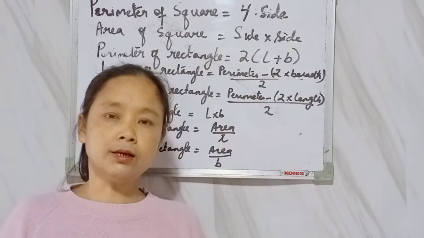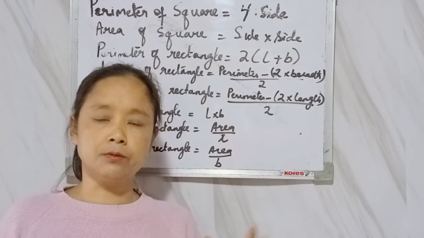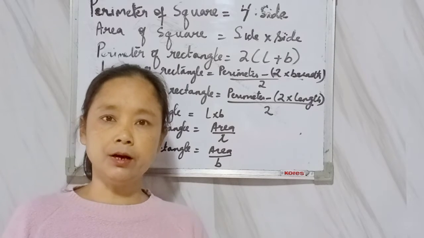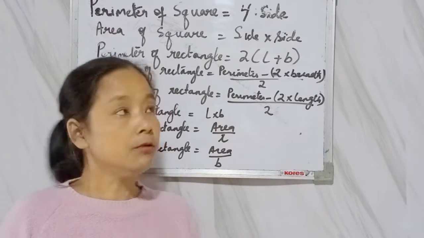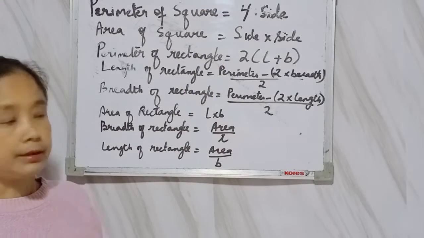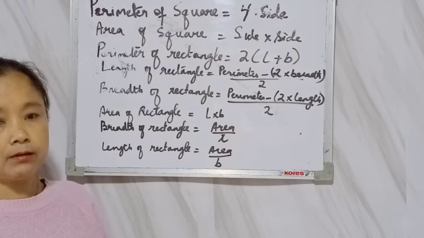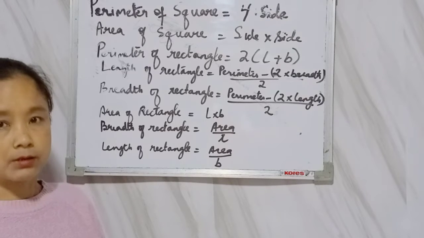So in order to find out the length or breadth, when the area or perimeter is given, you have to know all these formulas very clearly. This I'm giving you for your understanding, for the easy way of solving.